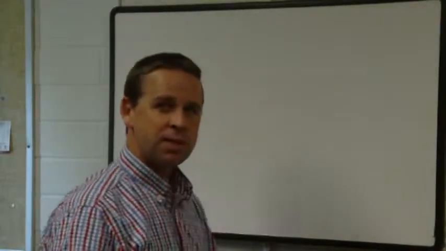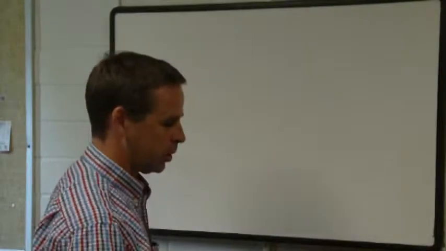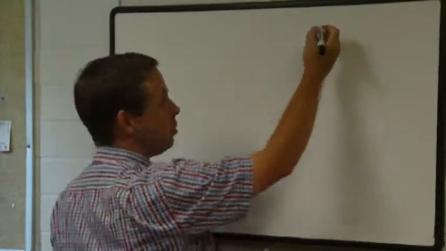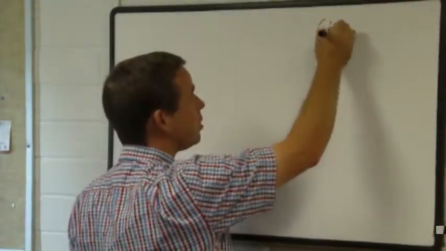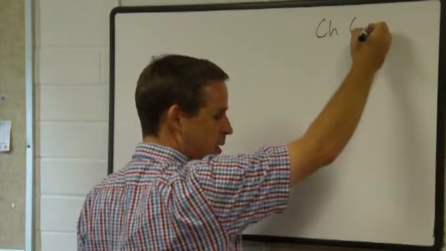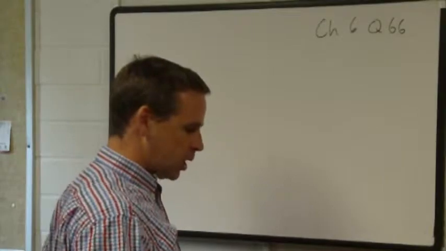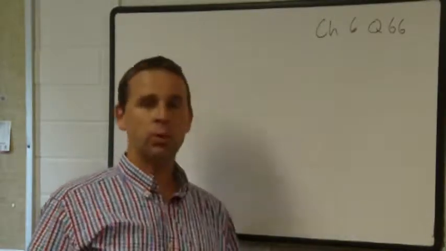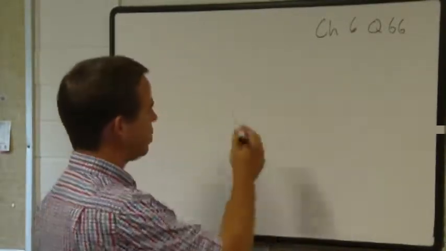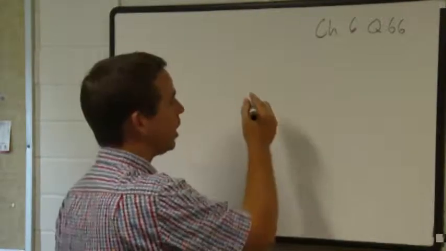We're going to start working on Chapter 6, Day 4, some homework. All right? So this is going to be question Chapter 6, question 66. That's what it's called. And the question is, which of the orbitals are spherical? So the different kinds of orbitals. What are the different kinds of orbitals?